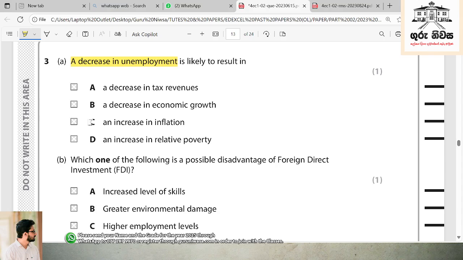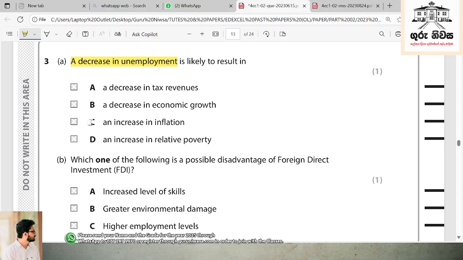Tell me. Does it become less? No, no, this is the point. When there is a decrease in unemployment, it means people are getting more jobs. What happens to their income level?